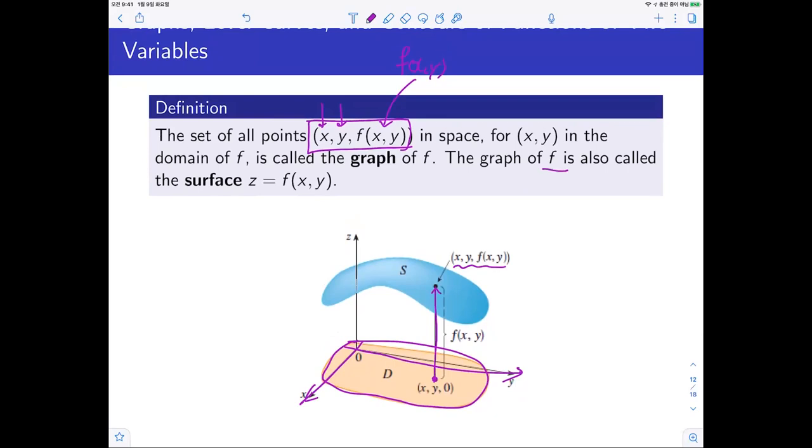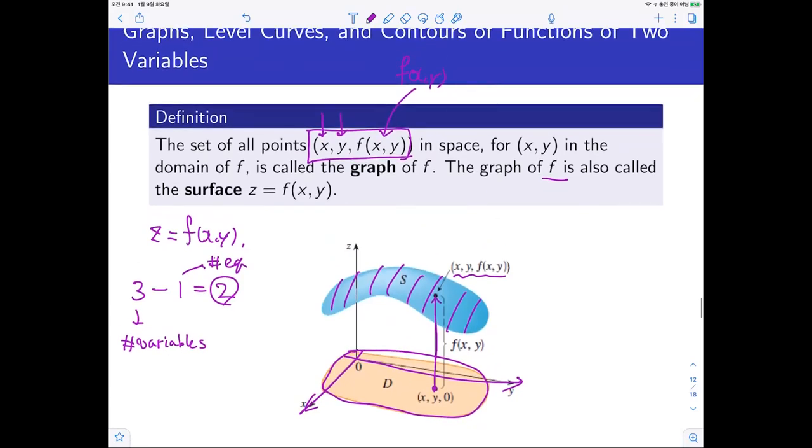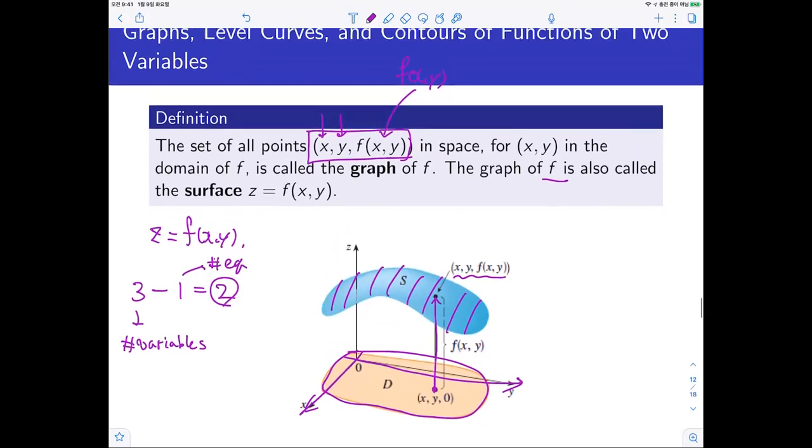In most cases, this graph forms a surface because we have three variables, and there is one restriction. That one restriction is z equals f(x, y). So 3 minus 1 is 2. This is the number of variables, this is the number of equations, then this is the number of free variables. Maybe you've learned it in algebra. So this is a two-dimensional object, that's a surface in the three-dimensional space. If you draw the graph, then you can obtain the surface in the three-dimensional space.